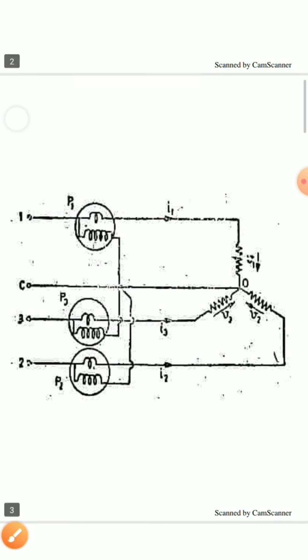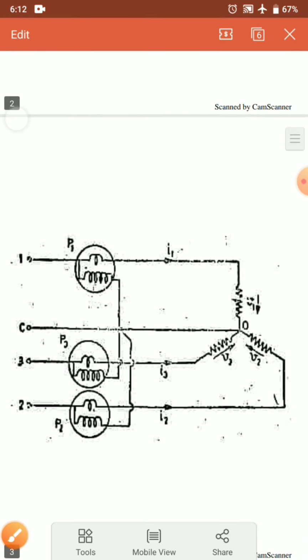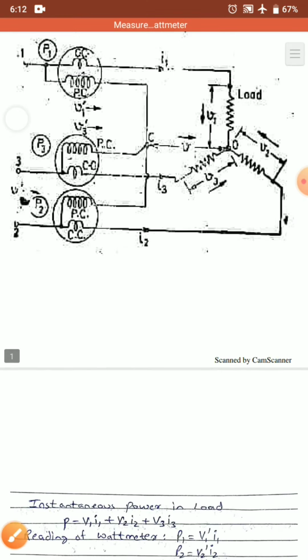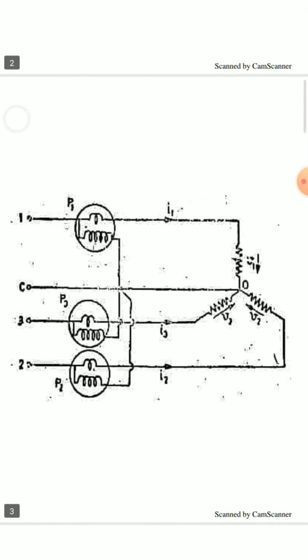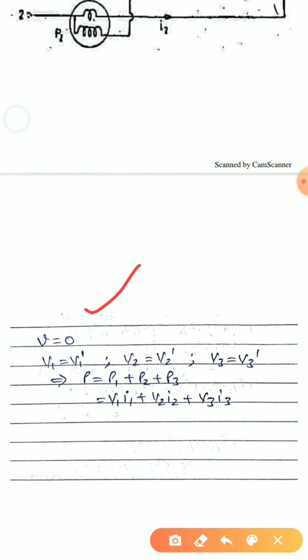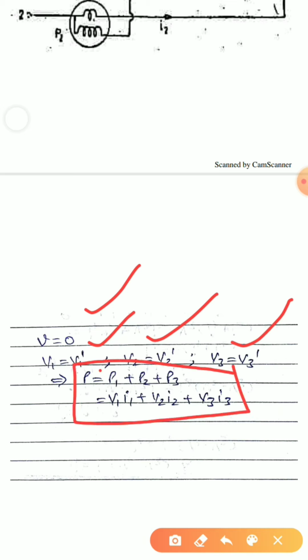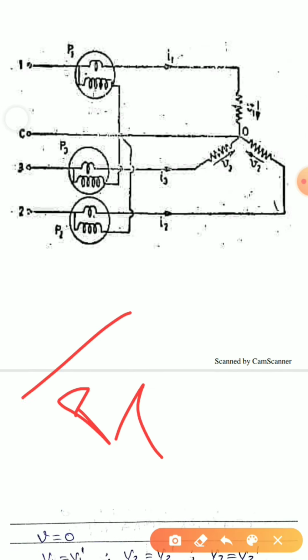Now using this, I can clearly understand that the voltage drop V, in the previous case, this was V. Now here I don't have any V. Here I have connected it directly to the neutral of the system. Therefore V's value is equal to 0. So V1 is equal to V1 dash, V2 is equal to V2 dash, V3 is equal to V3 dash. So directly according to Blondel's theorem, P is equal to the readings of the 3 wattmeters. If I add the readings of the 3 wattmeters together, I get the total power. So this is the 3 wattmeter method.